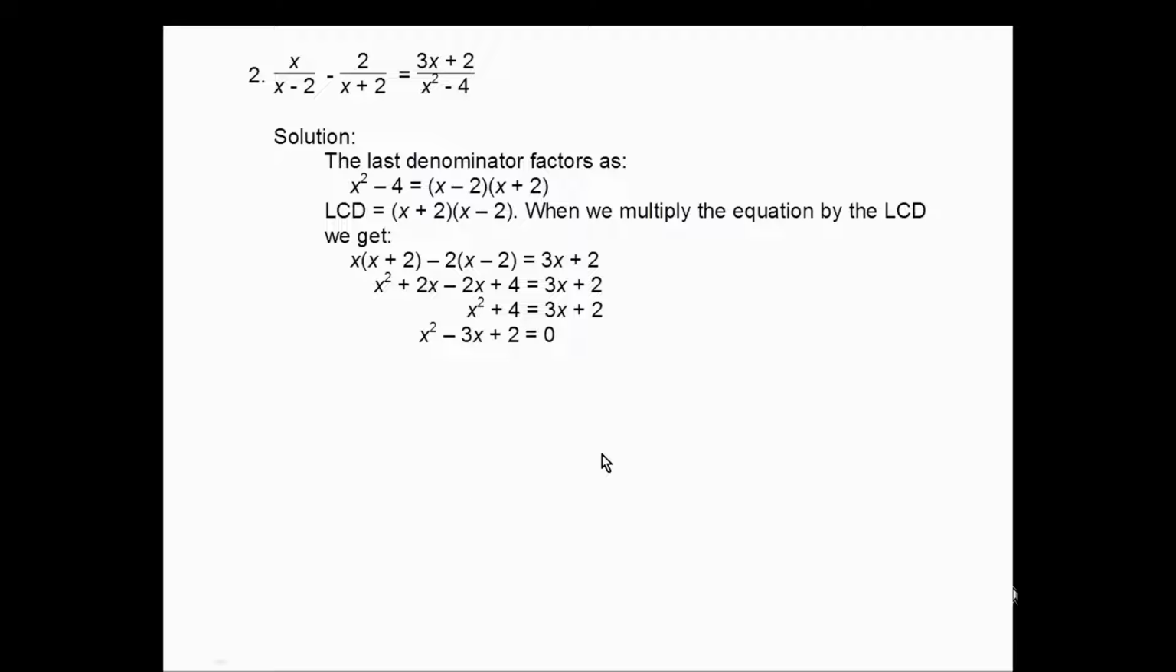Okay, I want to factor. Again, the factors of 2 are 1 and 2. Since that's a plus and that's a minus, they'll both be minus. So x minus 2, x minus 1 equals 0. Setting each factor equal to 0, x minus 2 gives me 2, and x minus 1 gives me 1.